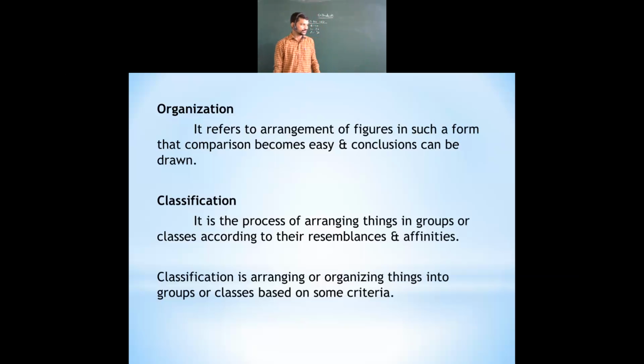Then classification, one more definition. Classification is arranging or organizing things into groups or classes based on some criteria. Now what is our criteria? What is our need here? I need to know from 0 to 10 how many students have taken marks in the math subject. Yes, that is my criteria. Then the next one is 11 to 20, how many students have taken how much marks.